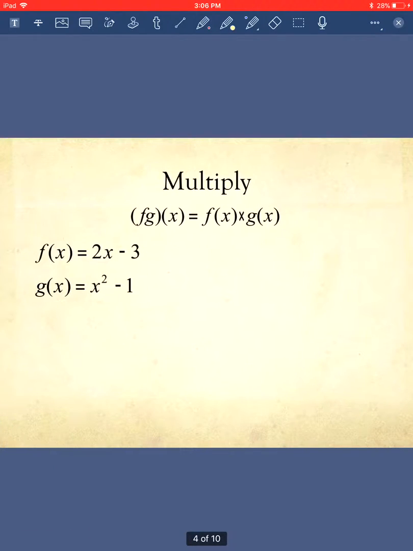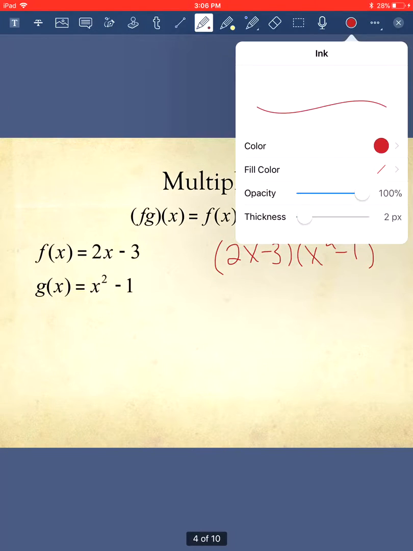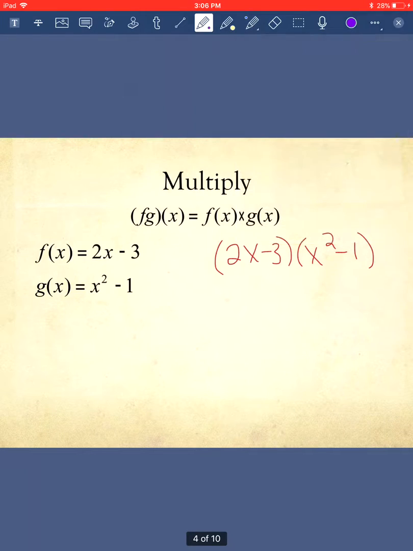When you multiply, it can be written as f times g of x or f of x times g of x. So if f of x is 2x minus 3 and g of x is x squared minus 1, you can write them together. So 2x minus 3 times x squared minus 1, and you can FOIL them together, or you could do the box method. I'm going to go ahead and just do the FOIL method since it's a 2 by 2.